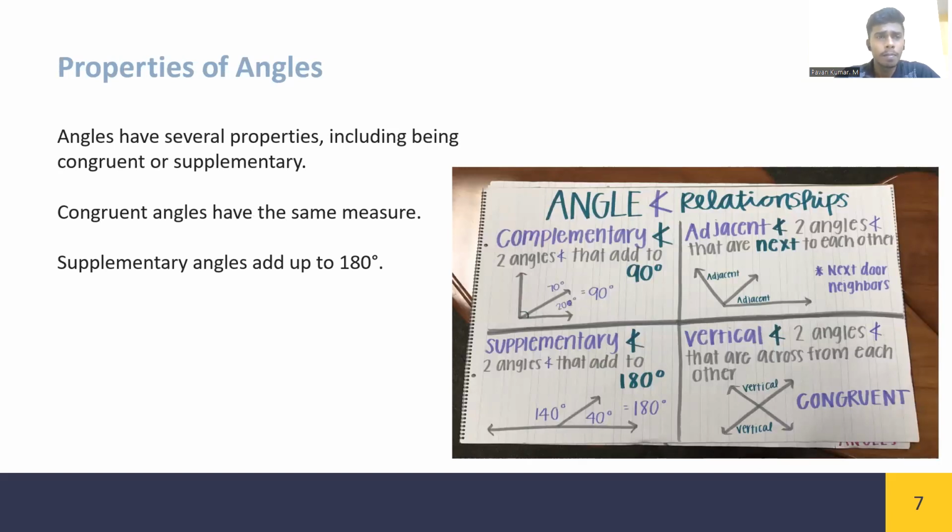Properties of angles. Angles have several properties, including being congruent or supplementary. Congruent angles have the same measure. Supplementary angles add up to 180 degrees.